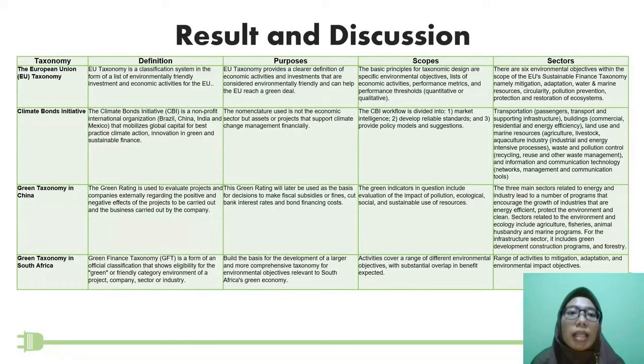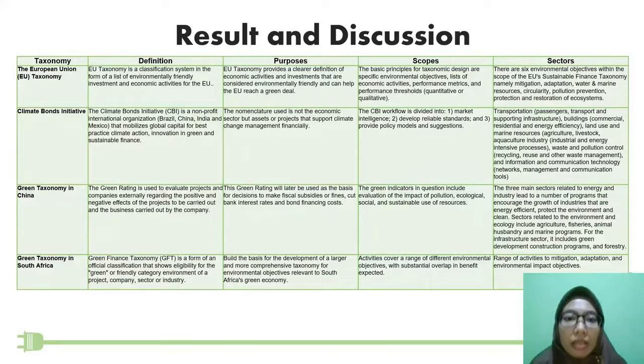And the third taxonomy is Green Taxonomy in China. The green rating is used to evaluate projects and companies externally regarding the positive and negative effects of the project to be carried out and the business carried out by the company.